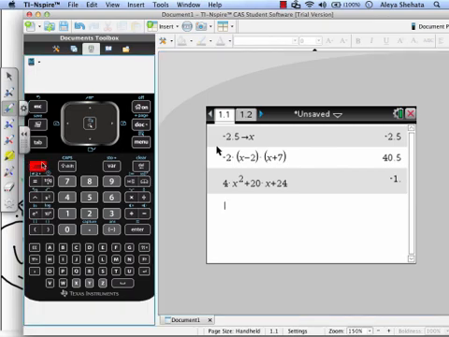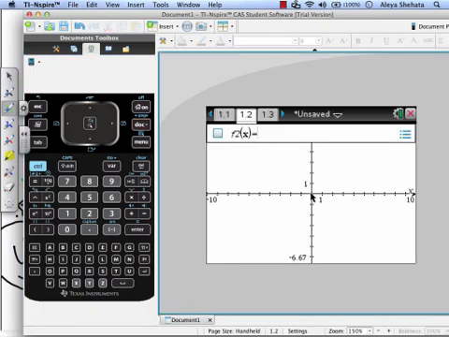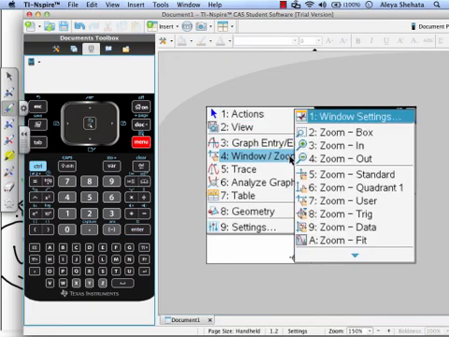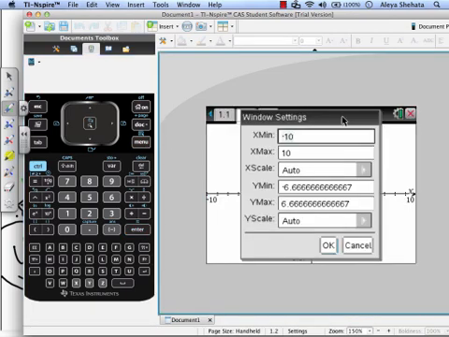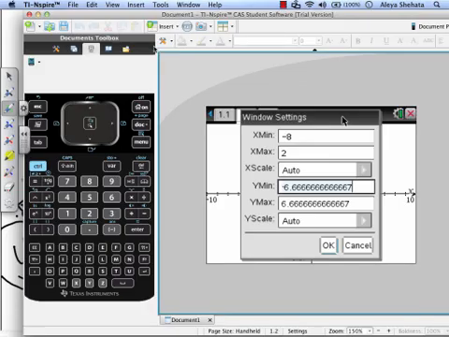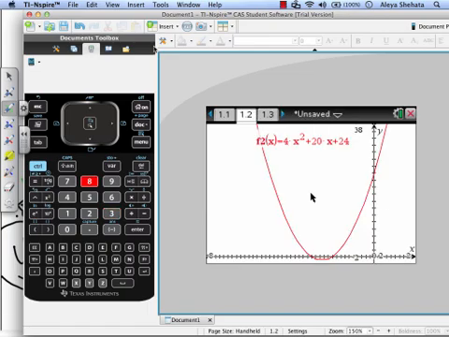I'm going to insert a graphs page. So 4x squared plus 20x plus 24. And then I'm going to change my window settings again. So it's going to go from, I believe we went from negative 8 to 2. And then we also went from negative 2 all the way up to about 38. Graph it out. There we go. It looks pretty good. And that is our parabola.